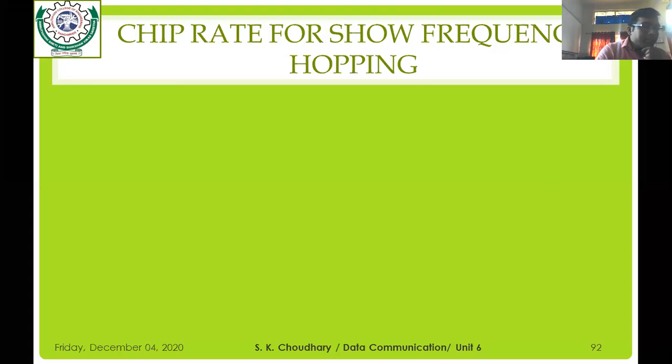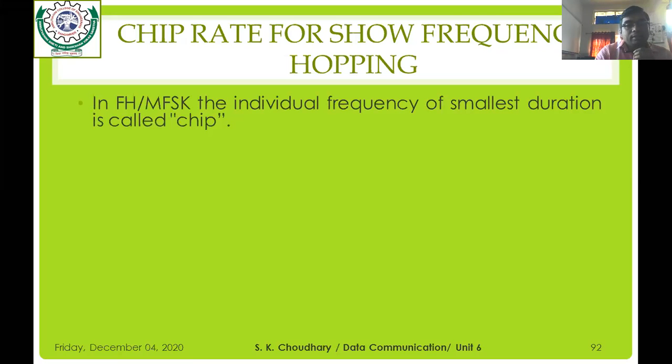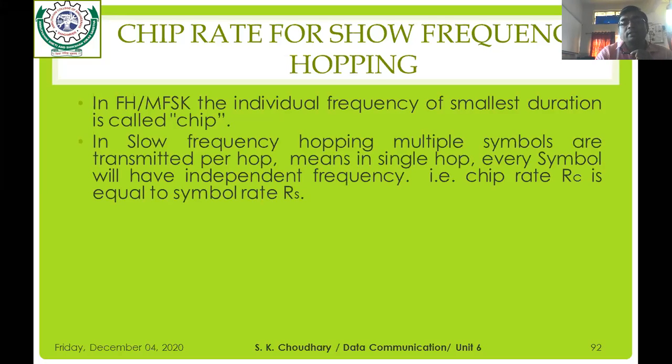So the important parameter of this FH MFSK signaling technique is the chip rate. First of all, we have to see what the chip rate is. In MFSK, the individual frequency of the smallest duration is called the chip duration or chip frequency. Then in slow frequency hopping, multiple symbols are transmitted per hop or per slot of the frequency. Means in a single hop, every symbol has an independent frequency. That is, the chip rate R_c is equal to the symbol rate here, because every symbol has an independent frequency.